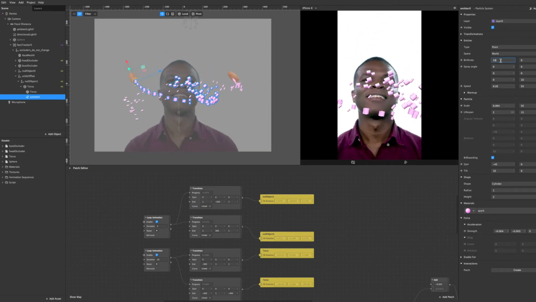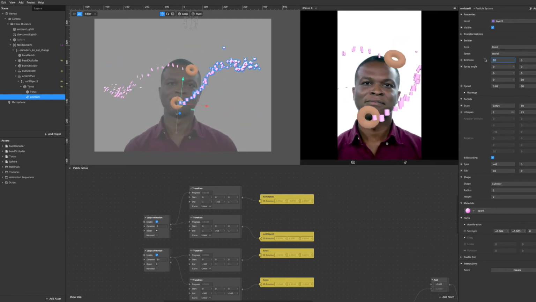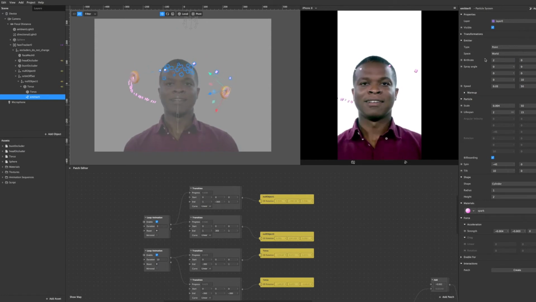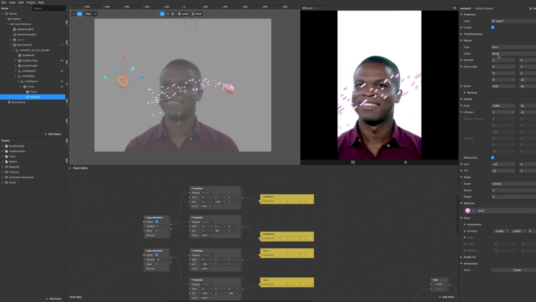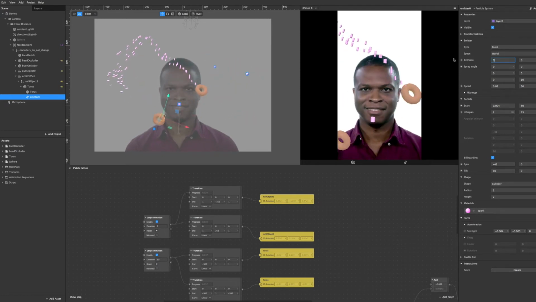Then we have birth rate. That's just obviously how many are coming out, I guess a second. So if I put it down to two, there you go. I'll keep that up at about 50.